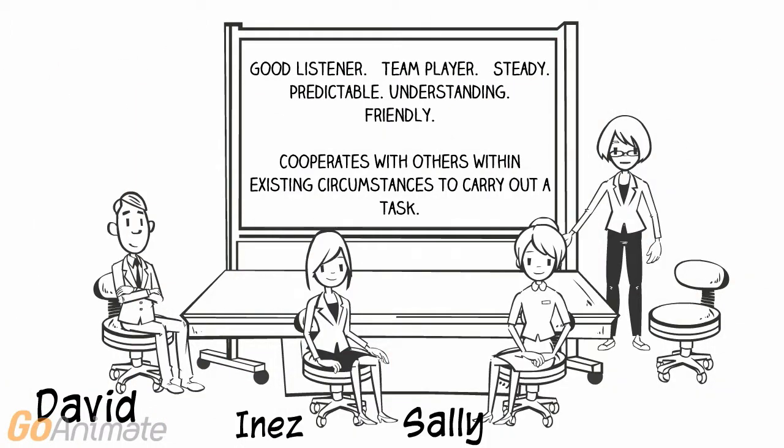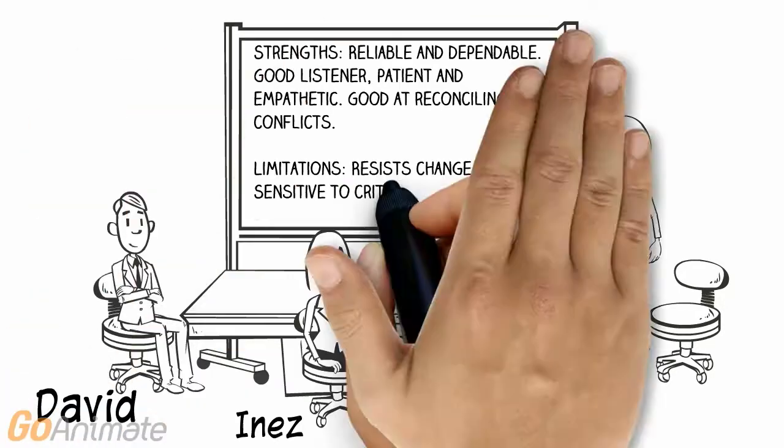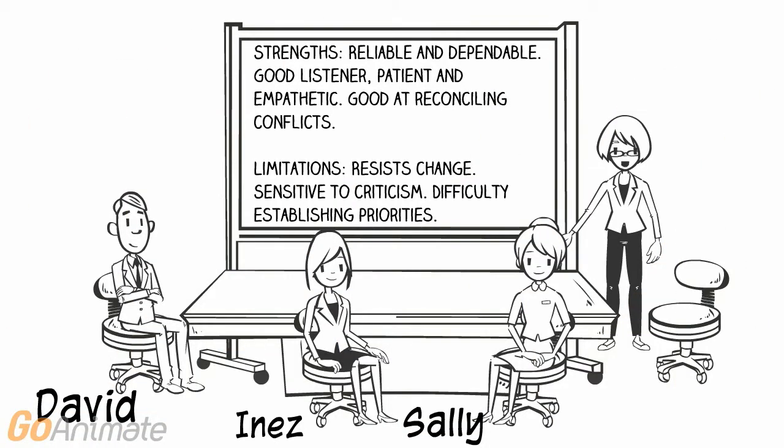Sally is a high S. She's a good listener, a team player. She's steady and predictable, understanding, friendly. She cooperates with others within existing circumstances to carry out a task. Her strengths are that she's reliable and dependable. She's a good listener. She's patient and empathetic. And she's good at reconciling conflicts. Her limitations are that sometimes she resists change, she can be sensitive to criticism, and at times has difficulty establishing priorities.